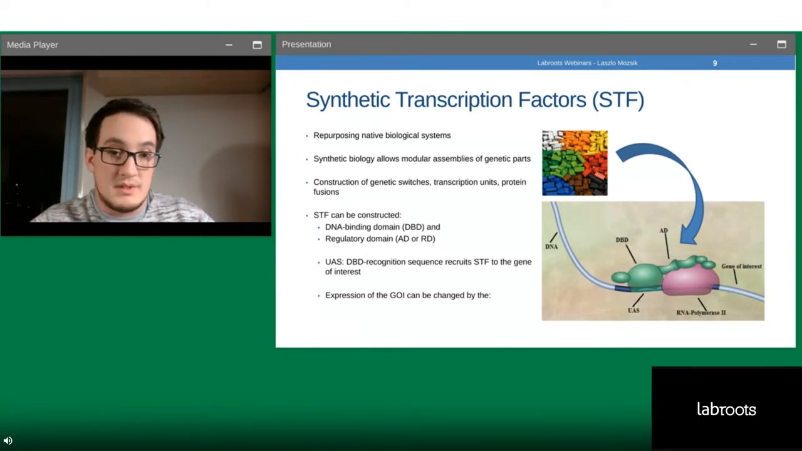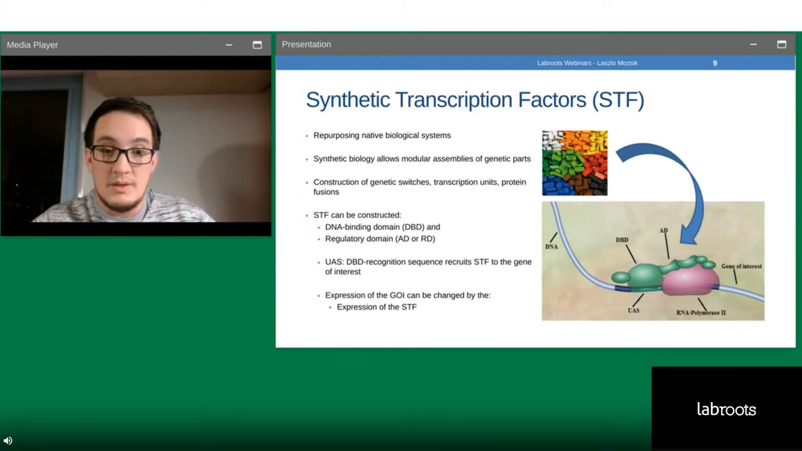in our whole system. So by using synthetic biology tools, we can repurpose native biological systems through modular assemblies, and we can construct various synthetic transcription units. And through synthetic transcription factors, combining DNA binding domains and regulator domains, we can modulate the expression of the gene of interest.